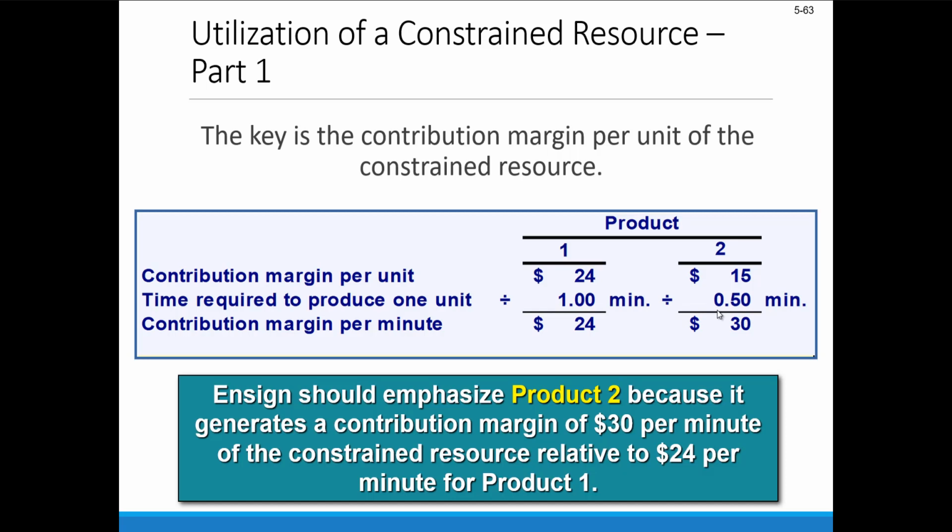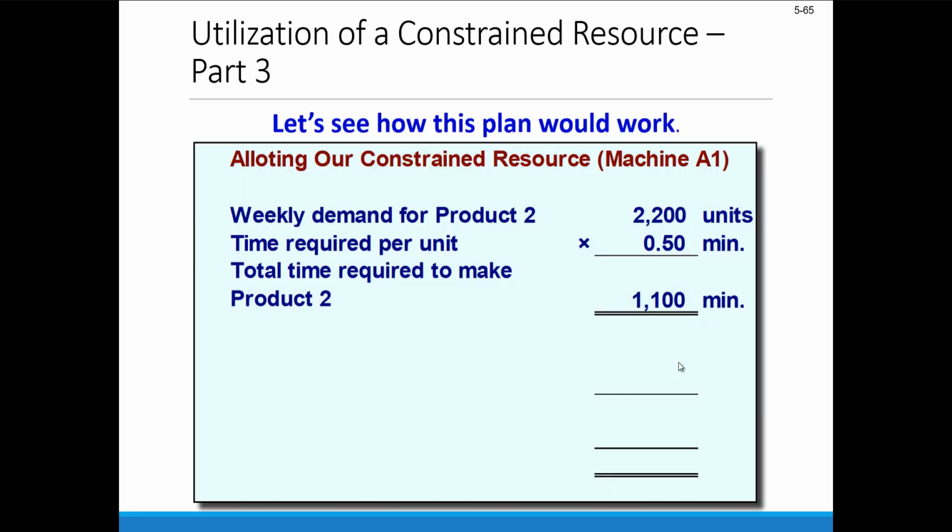So all else equal, we'd say that Ensign should emphasize product 2. We should spend all the time we can making and selling product 2, because it generates CM of $30 per minute of this constrained resource versus $24 per minute for product 1. So we'll fill all the demand for product 2 first, and then if we have time left over, we'd want to make and sell product 1. And let's see how that looks for Ensign here.